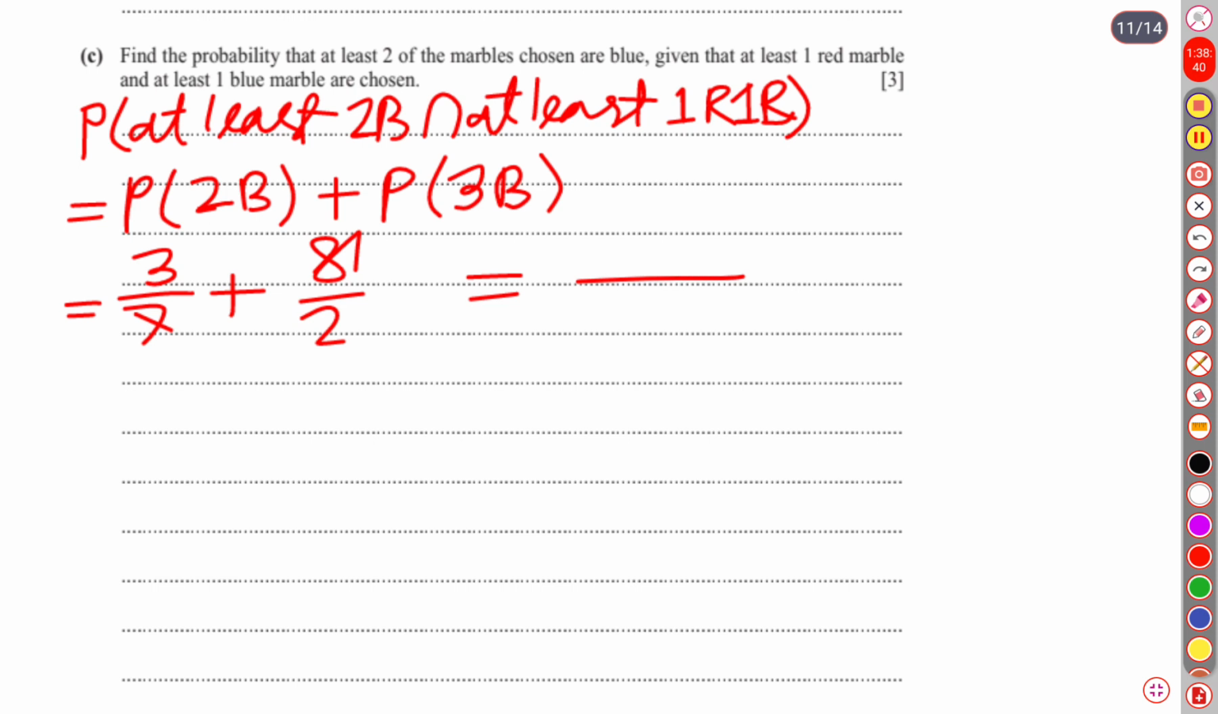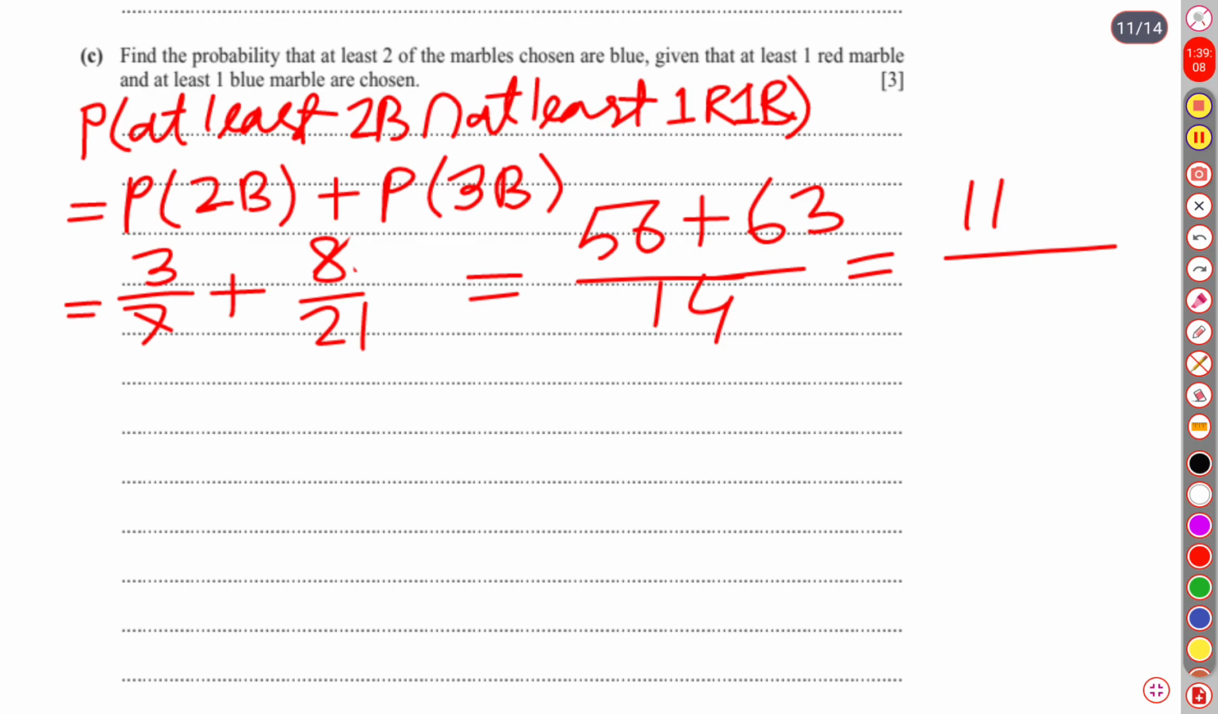So it is going to be 56 plus, it is 8, not 81, 56 plus 56 plus 63 over 21. Then 147. So finally it has become 119 over 147, not 14, 147.